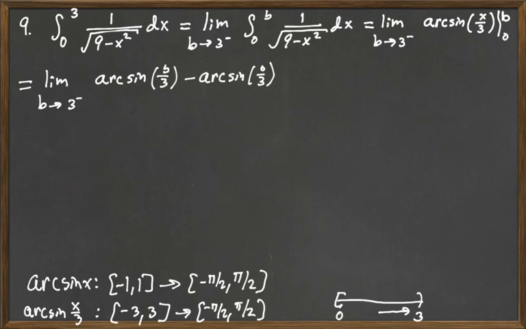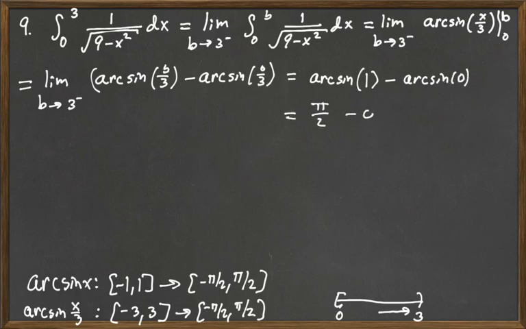All right, so we can go ahead and directly substitute 3 in, and so that's going to be the arc sine of 3 over 3, which is 1, minus the arc sine of 0 over 3, which is the arc sine of 0. Arc sine of 1 is pi over 2, and the arc sine of 0 is 0, and so that gives us an area of pi over 2 for this particular function.